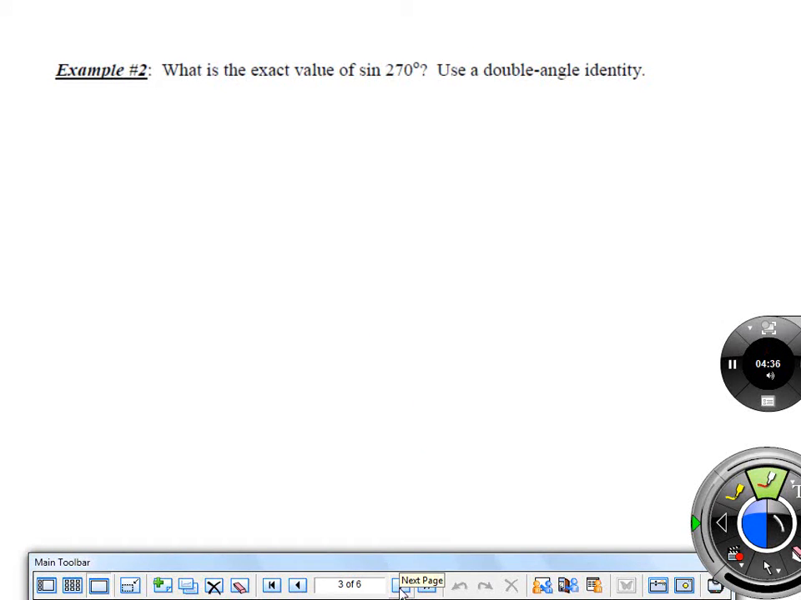Another way that we would use this is with this calculation to find the exact value of the sine of 270. Now, I know you guys know the sine of 270. It's negative 1. I already know that. I want to show you guys how we would use the double angle identity.